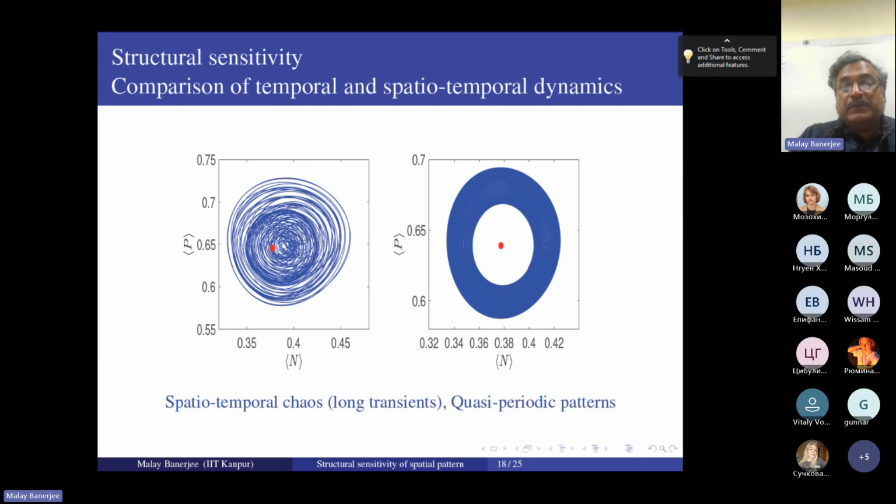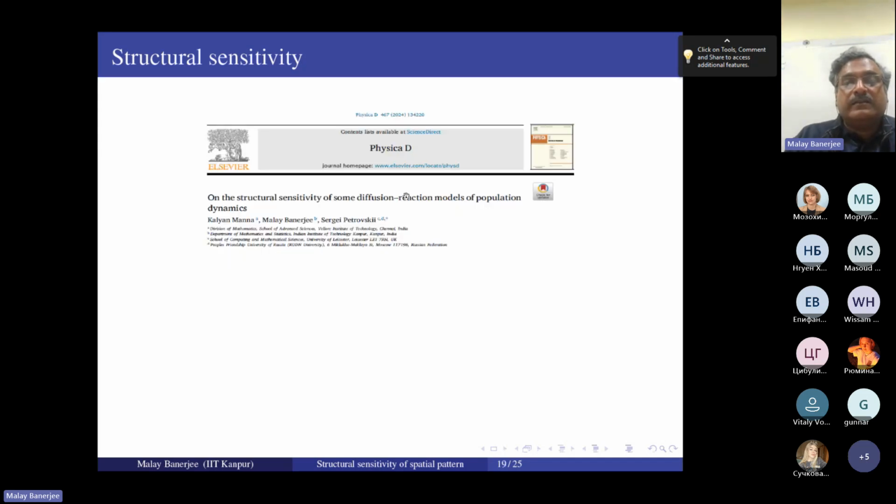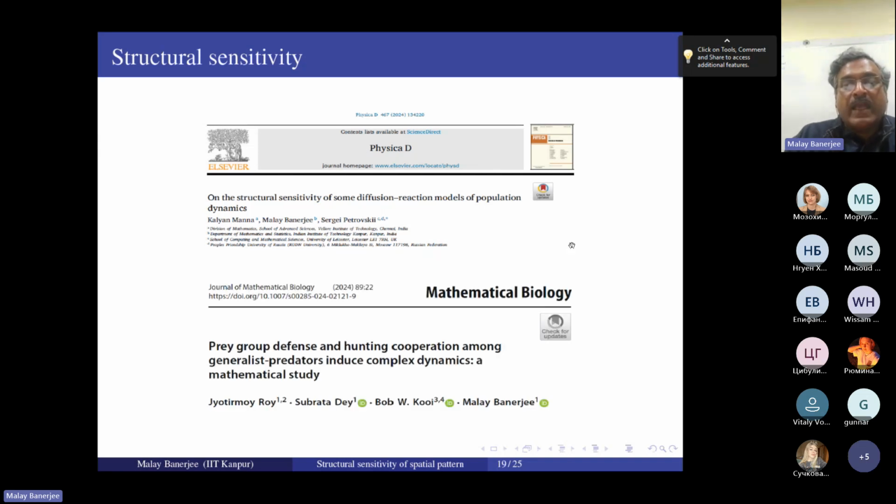So this much we have done. A lot of different things we have to check. What is going to happen if we consider nonlinear death rate of predators, if we consider prey as well as predator dependence in functional response? So many things are pending. I am not going into that part. And this is the paper where we have reported all these details, in 2024. And this paper I mentioned in my last talk also.